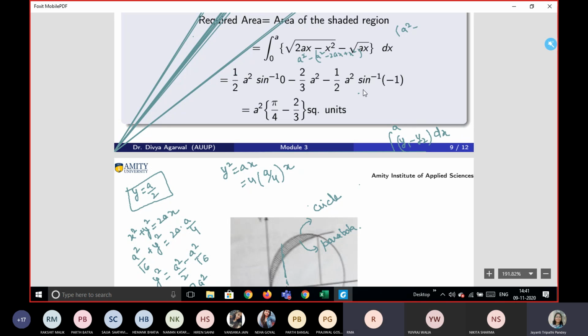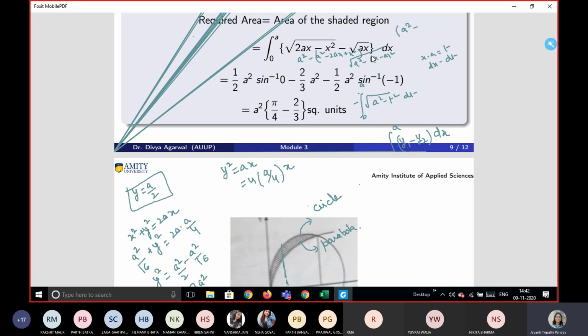Yes, ma'am. You can write it as a square minus (x minus a) whole square. Then you use x minus a as t, so you are getting dx equal to dt. So this portion will be root of a square minus t square. When x is 0, t is minus a. When x is a, t is 0. So since it will come with a minus sign, you can write it like this, 0 to a dt with minus sign.